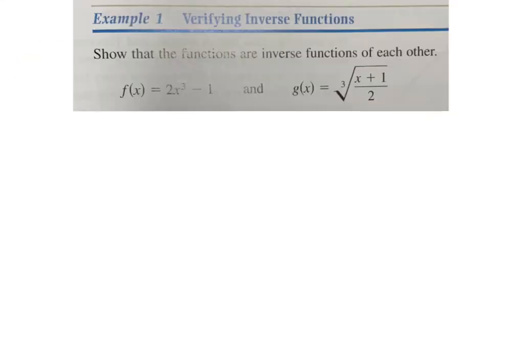Show that the functions are inverses. So when you're showing it, again, this is review, you just do the composite and it doesn't matter which way you do it. So for this one, you could say f of g of x, which means you take the g and you plug it into the f.